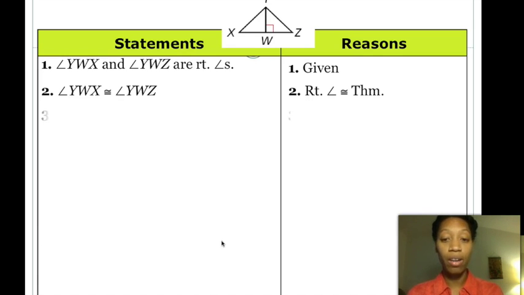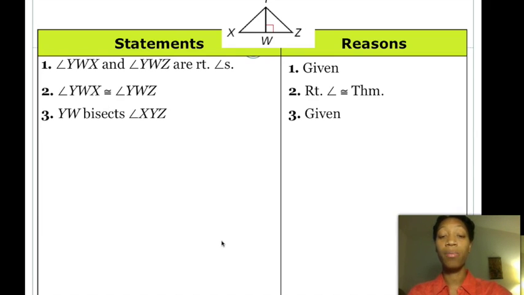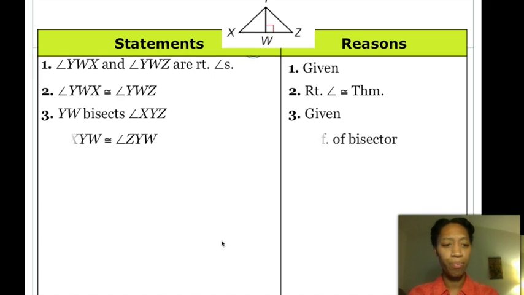Do I have any more angles that are equal? Well, they told us that YW in the middle there is actually bisecting that top angle. So if it bisects the angle, that means it splits it into two equal pieces. So what two equal pieces is WY splitting the top angle into? Well, I have XYW on one side and ZYW on the other side. So the top angle has been split into two. That's the definition of angle bisector. That's what it does. So now these two angles are equal. So I'm doing good in my proof.